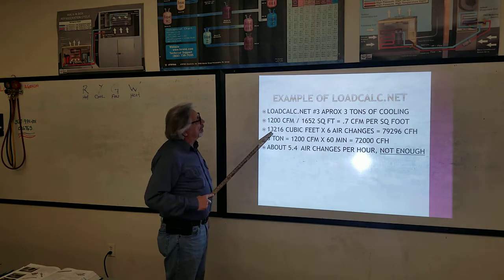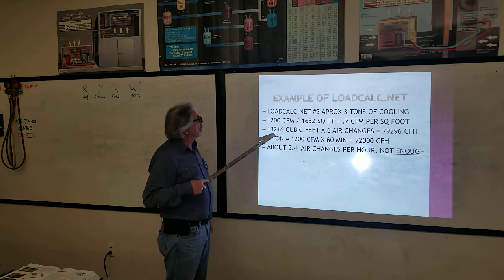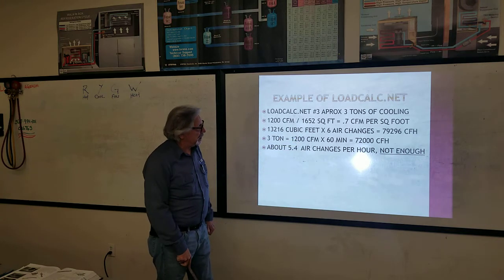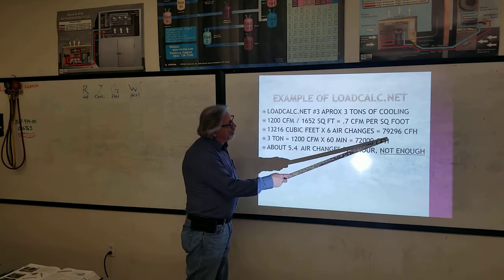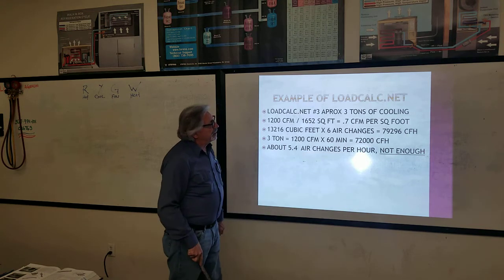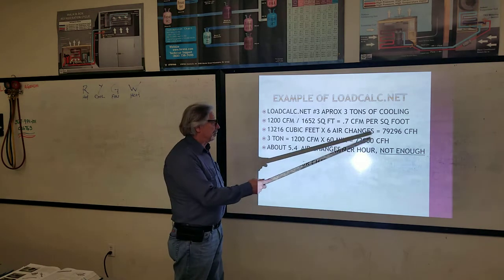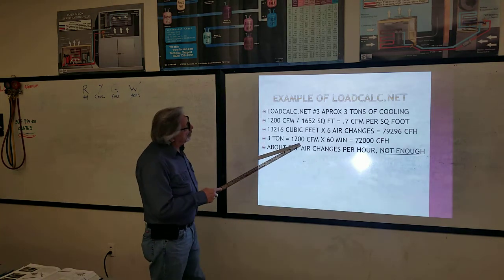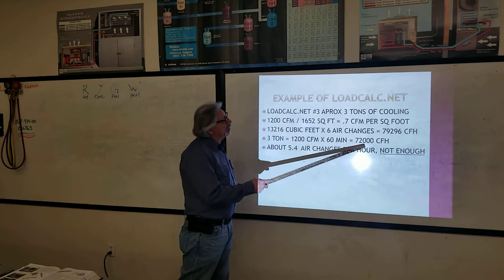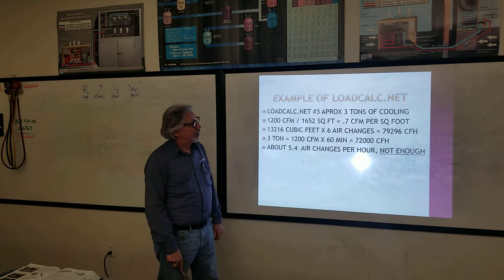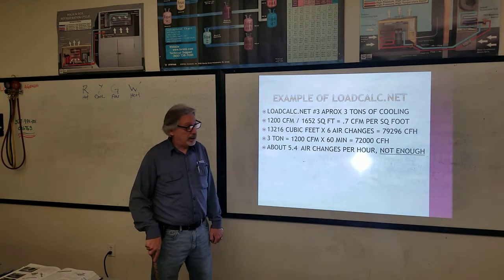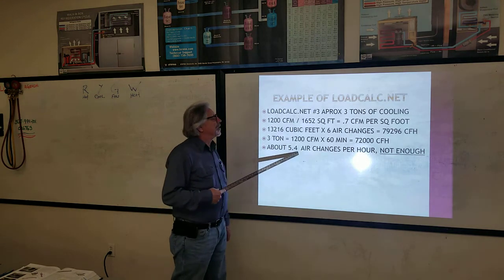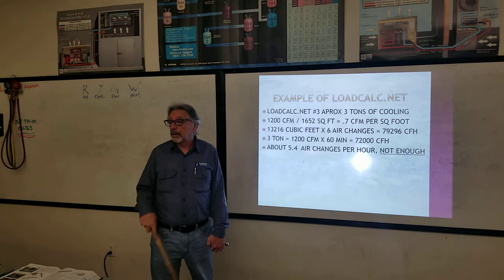So if we look at the cubic feet, 13,216 cubic feet times 6 air changes, we're going to get 79,296 cubic feet per hour. A 3-ton at 1,200 CFM times 60 is going to give us 72,000 cubic feet per hour. So it's about 5.4 air changes per hour. See that?